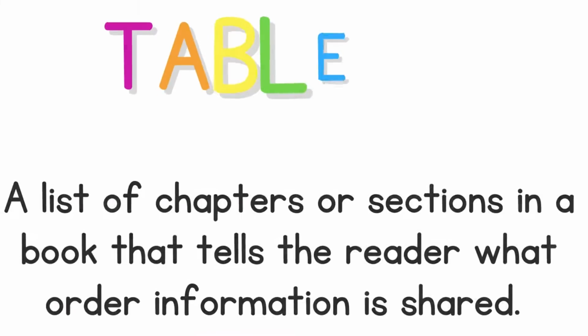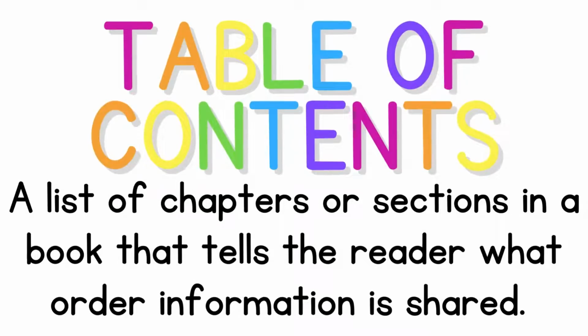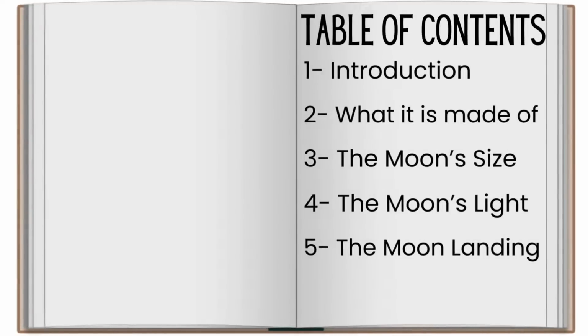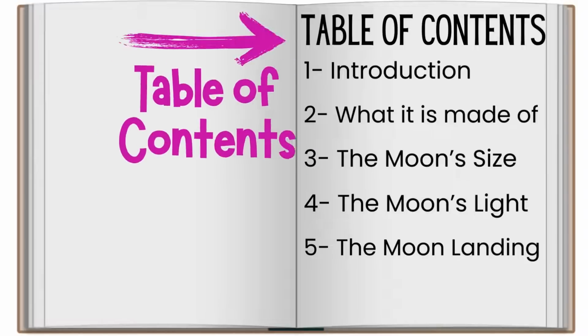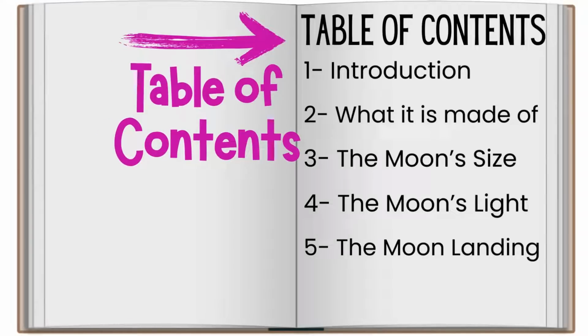The next text feature you might notice in a nonfiction book is the table of contents. This is a list of chapters or sections in a book that tells the reader what order information is shared. So here we can see all that we will learn about the moon and which chapter we will find the information in.